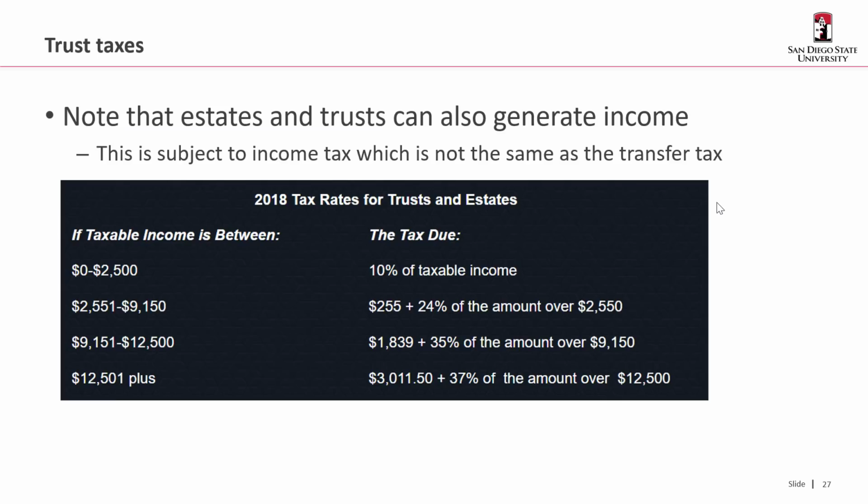Okay, note that estates and trusts can also generate income. So if someone dies and let's say they own stock or they own bonds, those stocks and bonds continue to pay dividends. And so until the estate is wrapped up or the trust assets are distributed, the trust or estate can actually earn income. And as a result, it also is a tax-paying entity, or an income tax-paying entity.